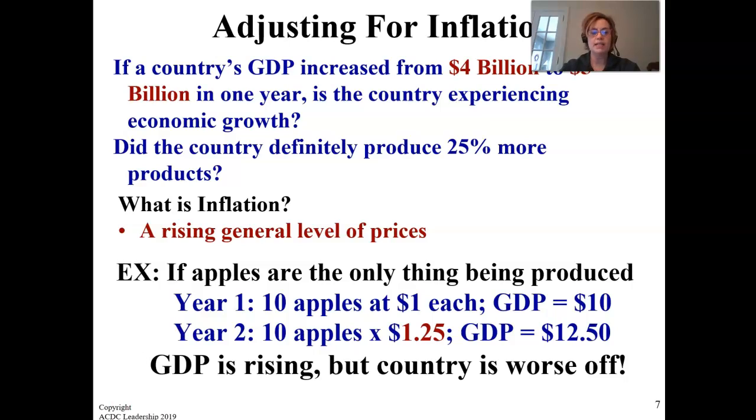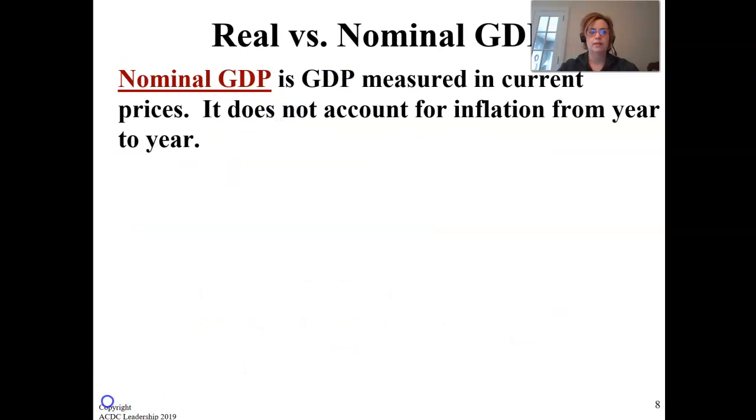So if you have an example where in year one you have 10 apples at $1 each, GDP would be $10. In year two, if you have 10 apples produced, but the price is $1.25, GDP is $12.50. GDP is going up, but the country is not producing more.